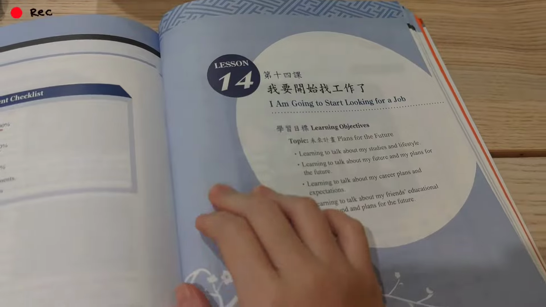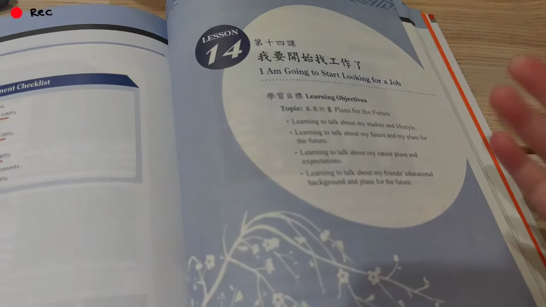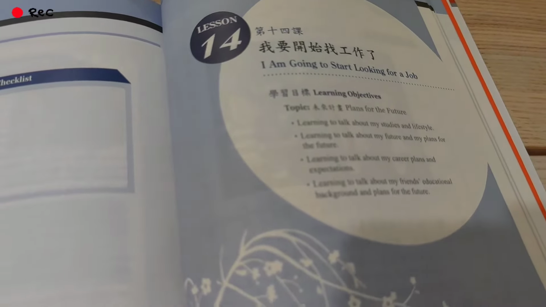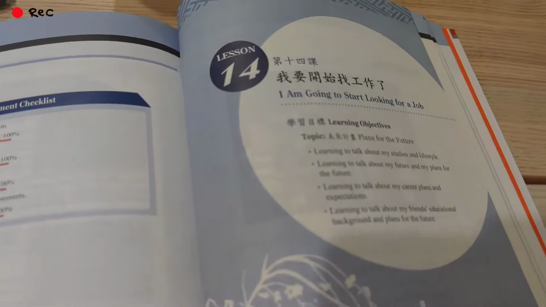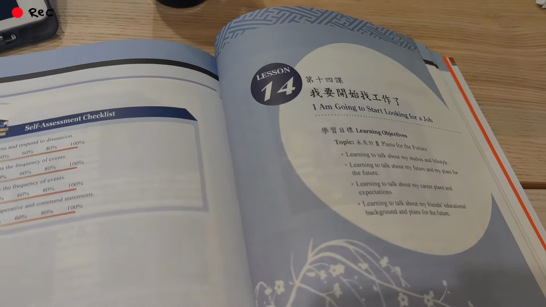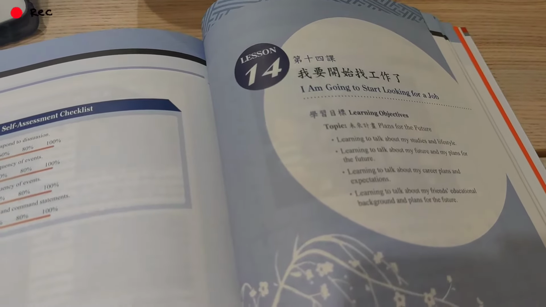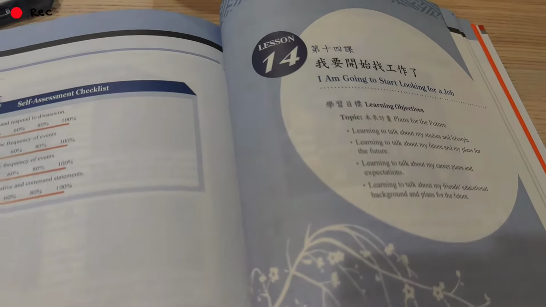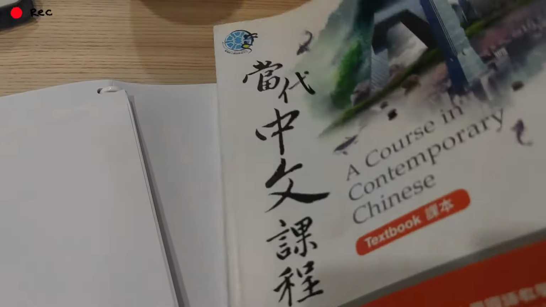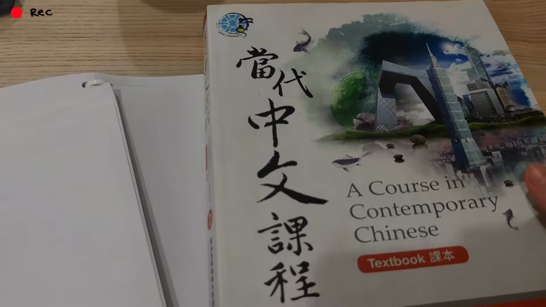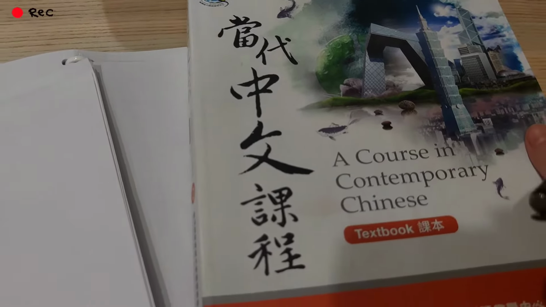Hello everyone, today I'm going to show you how I self-study Chinese. I'm currently planning to go study in Taiwan, so the Chinese that I am practicing is called 繁体字. I'm using this book, and I am on lesson 14 right now.